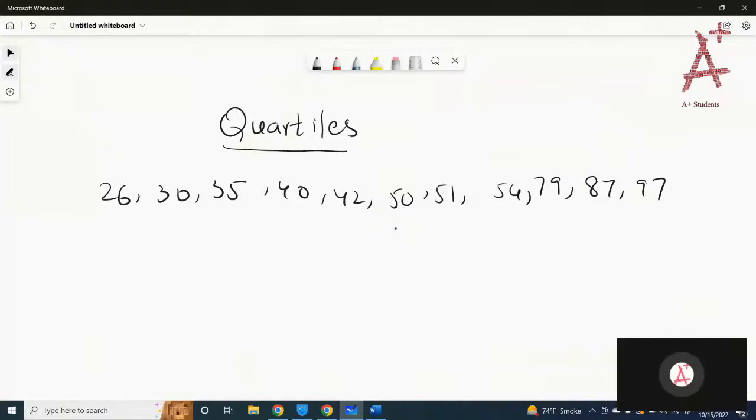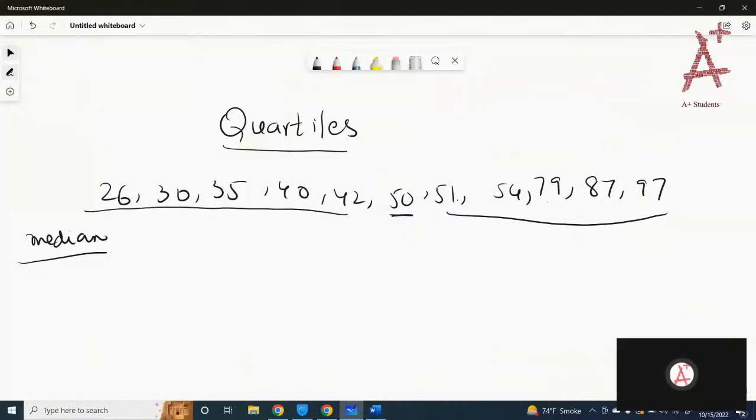Okay, so first of all, we have to find the median in the data. Median is the one that is exactly the middle number of the data. Got it? So they are arranged from least to greatest. Just count them: 1, 2, 3, 4, 5, 6, 7, 8, 9, 10, 11. That means it's the sixth one. Here you have five numbers, and here you have five numbers. Got it? So the median here is 50.